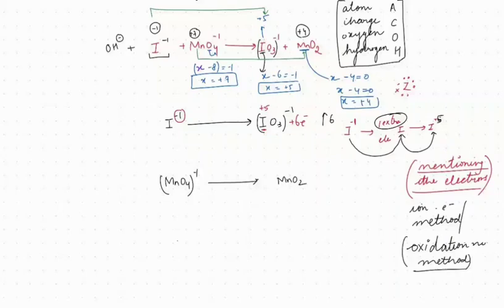Got the point? Yes. MnO4 negative, Mn carries +7, and MnO2 carries +4. Do you understand the point? Yes. MnO4 -1 becomes MnO2, and the charge decreases by 3. So I would say it is going to gain 3 electrons.